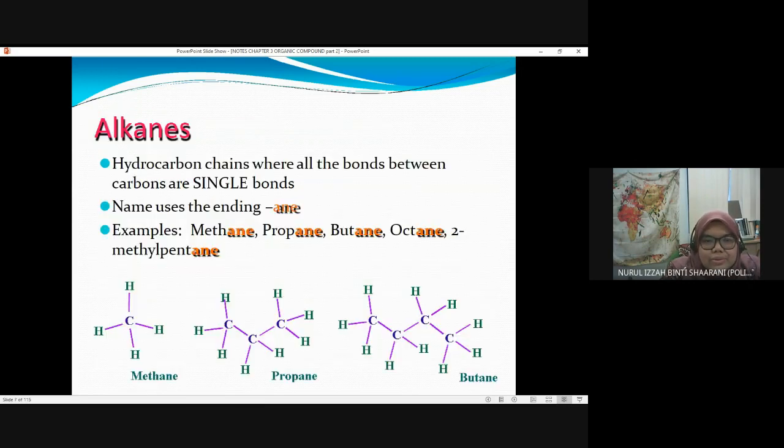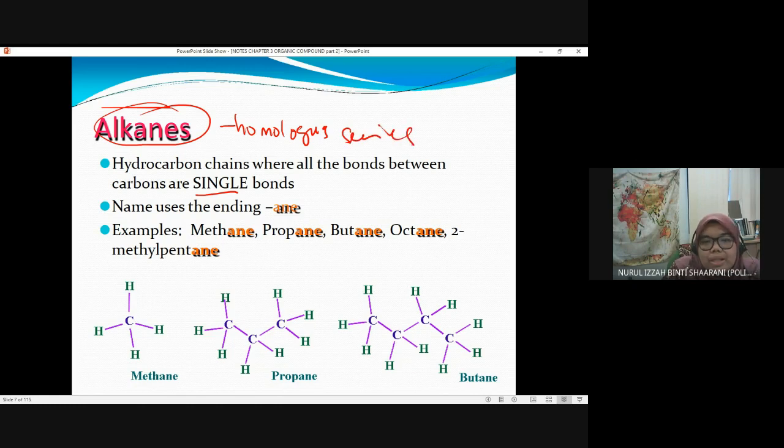Okay, so we go to the alkane compound. Okay, so alkane is a hydrocarbon chain where all the bonds between carbon are single bond. Okay, so means alkanes ni is the homologous series dia.